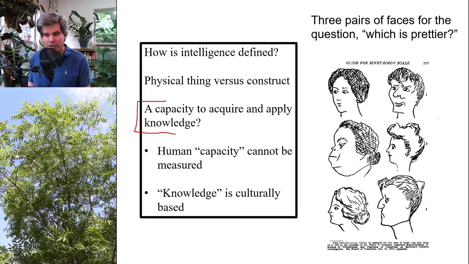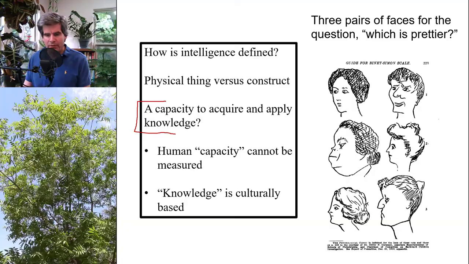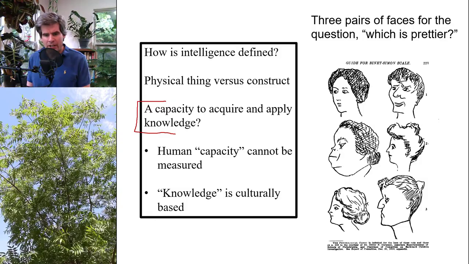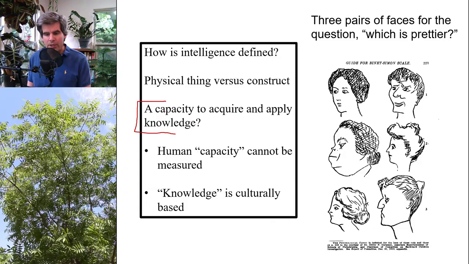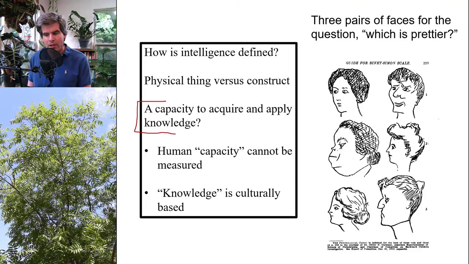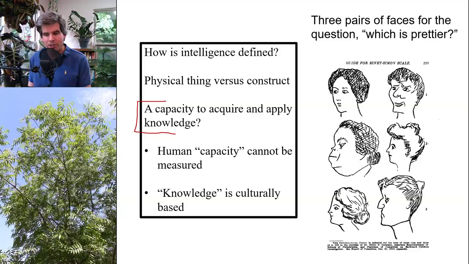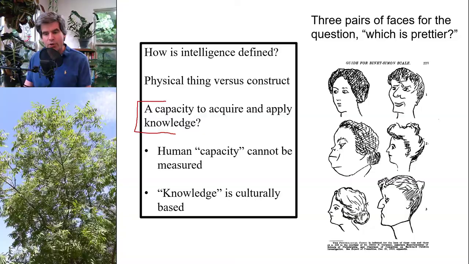Also, another problem with this definition involves the term knowledge, because the term knowledge is actually very vague. Different cultures have different types of knowledge that may be valued, and it would be impossible to define knowledge in a way that's not culturally biased. The question on the screen asks, which face is prettier? And it certainly is easy to see how this question reflects a particular cultural perspective about what types of knowledge people need to acquire. So defining intelligence as a capacity to acquire and apply knowledge is a particularly dangerous definition.